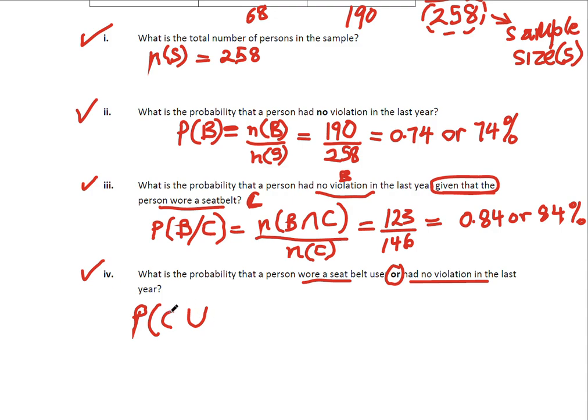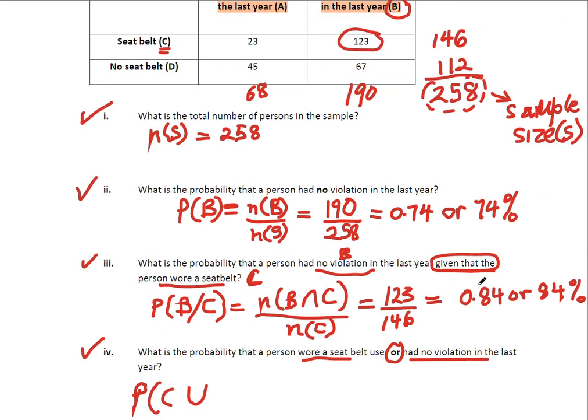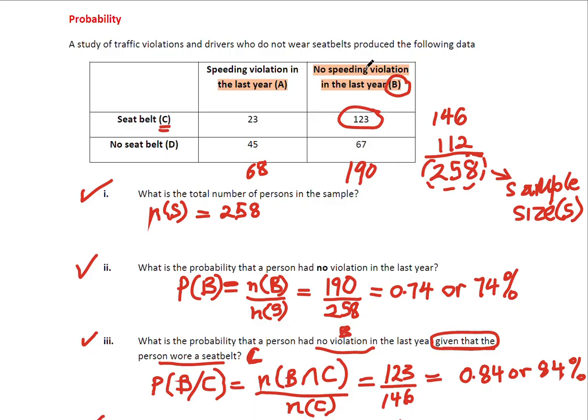So we're asked to calculate the probability of C union B, had no violations in the last year. What is the probability that a person had no speeding violations in the last year?